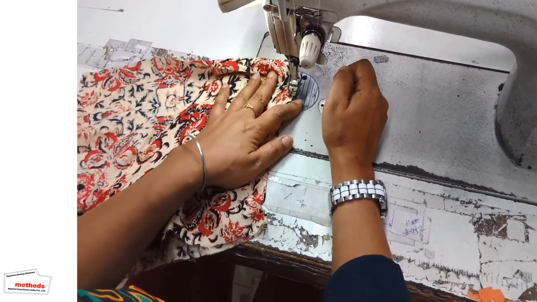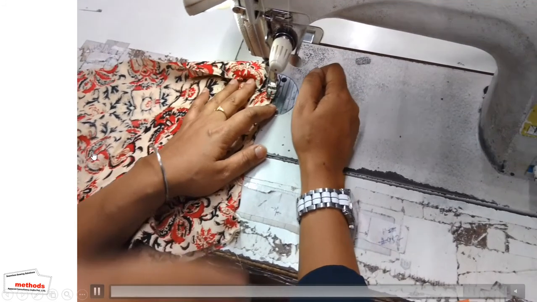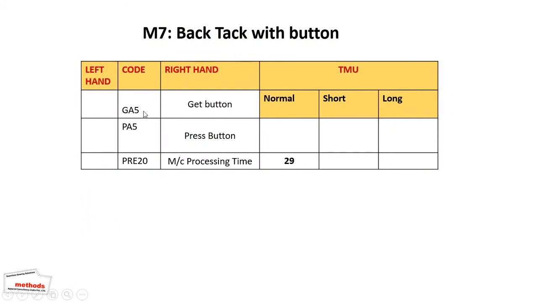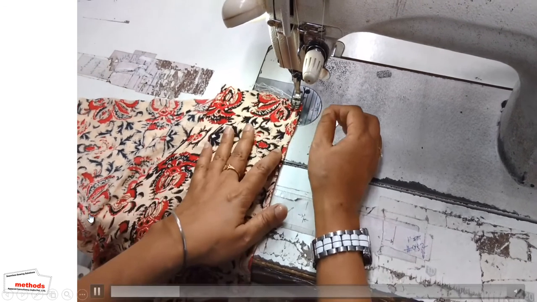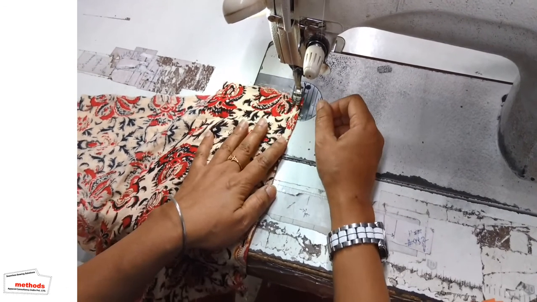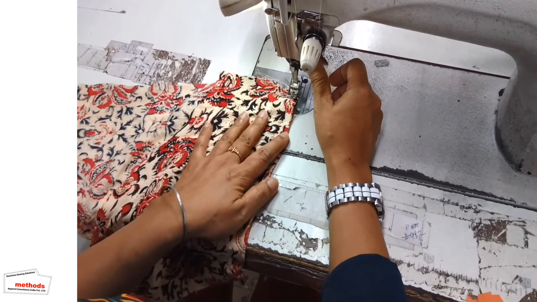So if you see the codes here, she gets to the button, presses the button, and then there is a machine processing time again here, because while the button is pressed and the machine is on, when you have pressed the treadle, it takes a few TMUs to go backwards and do the backtack. So while you're sewing forward, the foot motion has already been done and the machine is already working. You just get your hand to the button, press it, and it takes a time to move backwards. That is the machine process time.